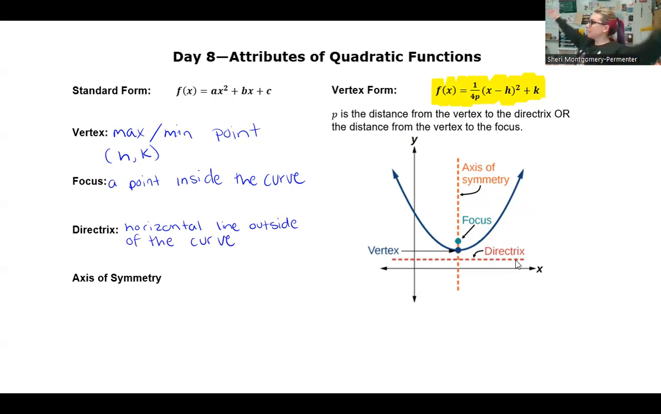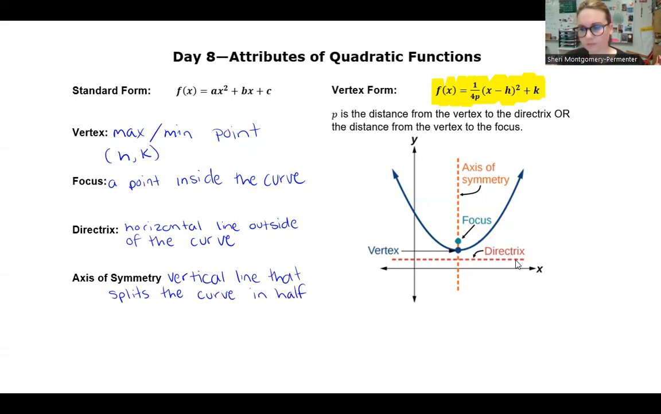So if the graph is facing up, it's going to be below the curve. If the graph is facing down, then the line is going to be above the curve. The axis of symmetry is a vertical line that cuts your graph in half. So it's a vertical line that splits your graph in half.